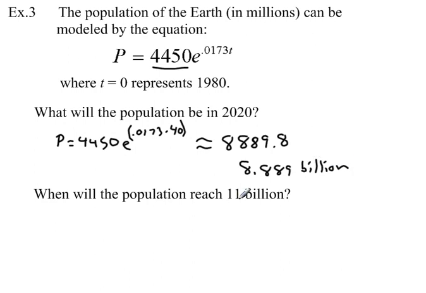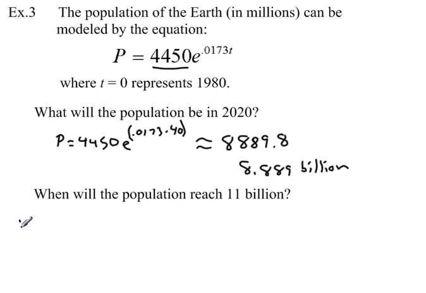Now, I want to know, when will the population reach 11 billion? People who study this realize that, hey, there's only so many people we can have on Earth. At some point, we'll run out of food to feed them. We'll run out of space for everyone. If that value is 11 billion, when's that going to happen? So let's figure that out.